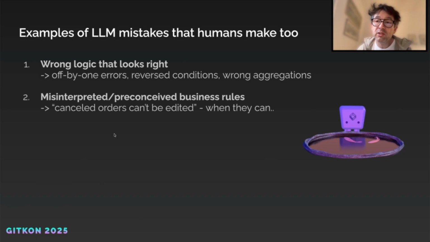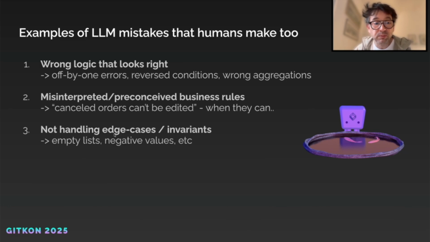Another one could be just misinterpreted business rules. So an AI might think that a canceled order can't be edited, while it actually can be edited. It's just that you haven't specified that. And a human could, of course, make the same mistake if they haven't been given those requirements. That misconception might be in their code as well.